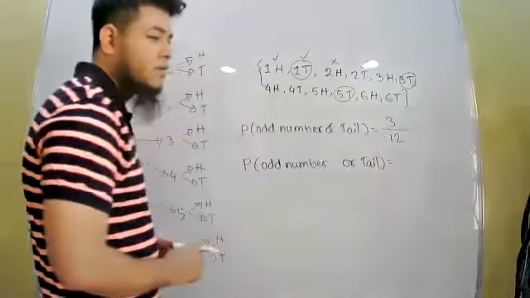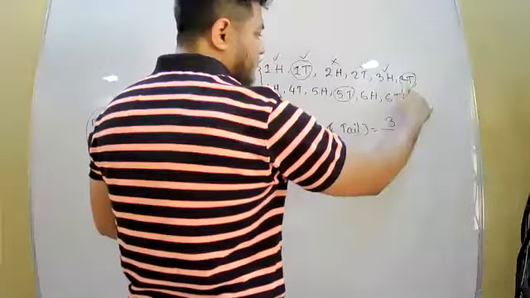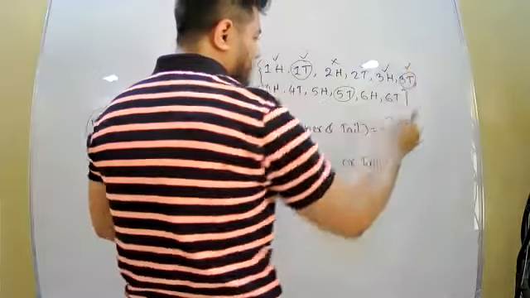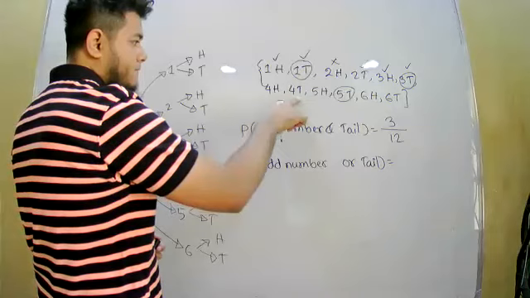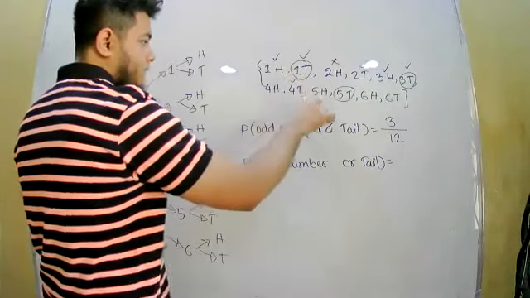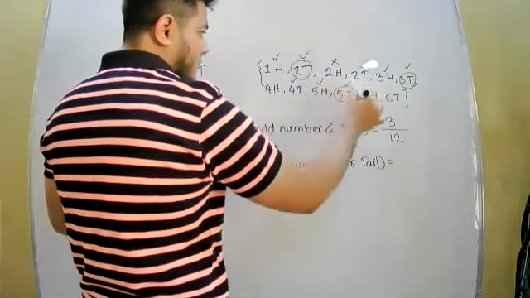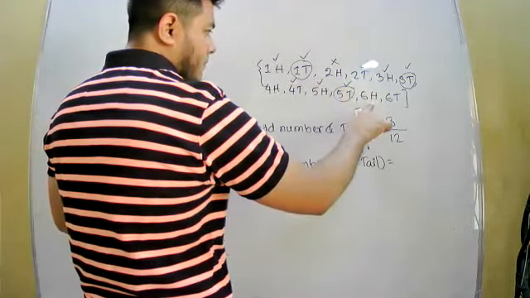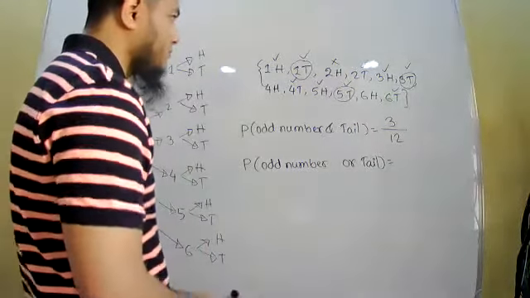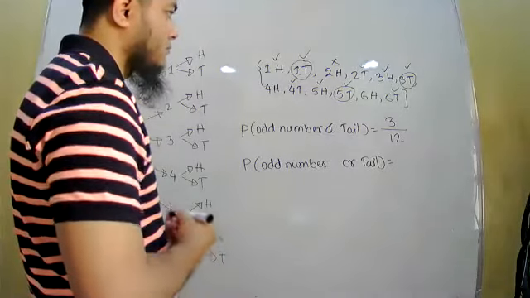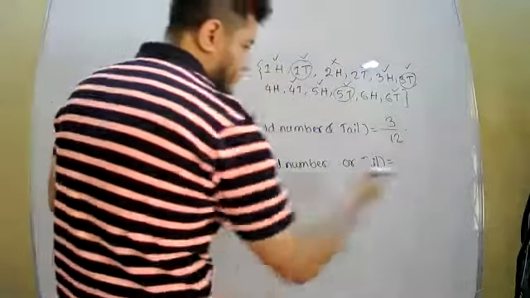3H. Is it a favorable outcome? Yes. Okay. This one? Yes. No. Yes, this also. Yes, both. 5H, 5T. 6H, no. How many? 9. Right, 9.